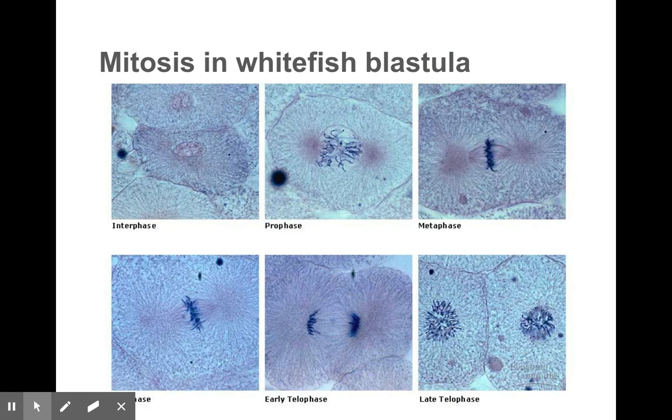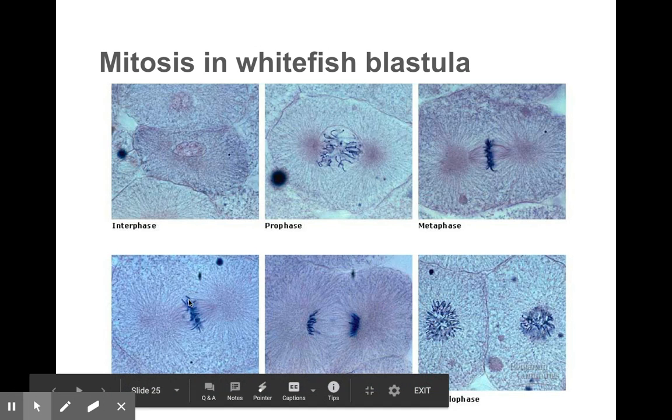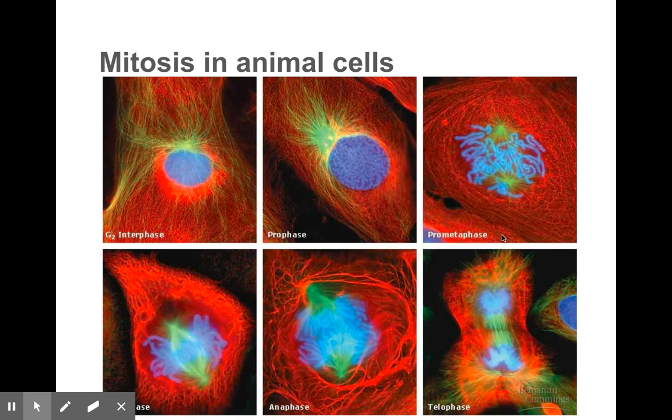Here are cells of mitosis in a whitefish blastula. Notice interphase, we see the nucleus. Prophase, the chromosomes appear. Metaphase, they line up in the middle. Anaphase, they start to separate. This one isn't a very great picture of anaphase. It looks more like metaphase. Telophase. Here's our same pictures.